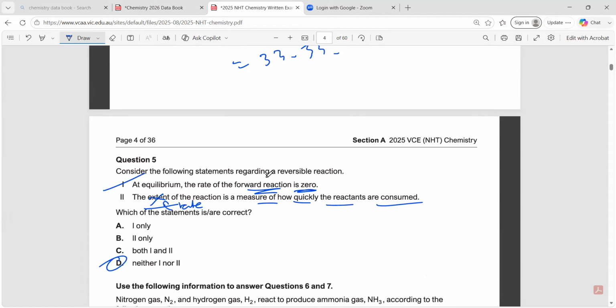So when we reach equilibrium, this is a system that's at equilibrium. For example, let's take this to be N2. The rate at which N2 is being consumed is also the same rate at which N2 is being produced, right? So the rate of the forward reaction has to be above 0. Okay.